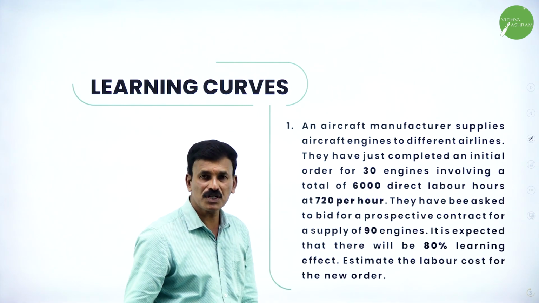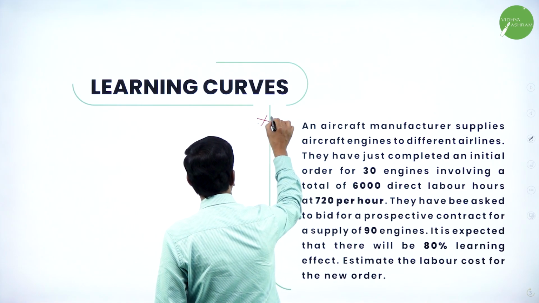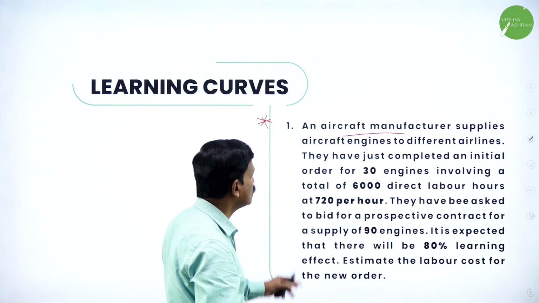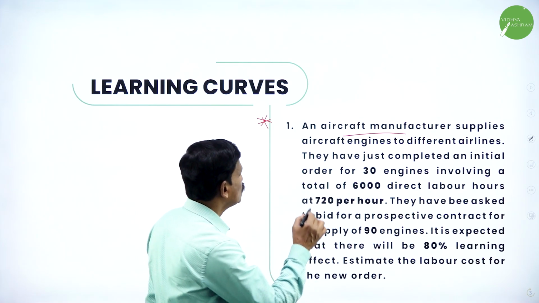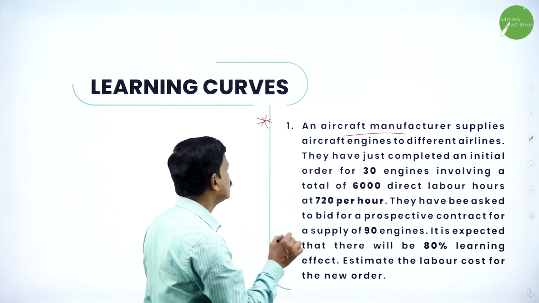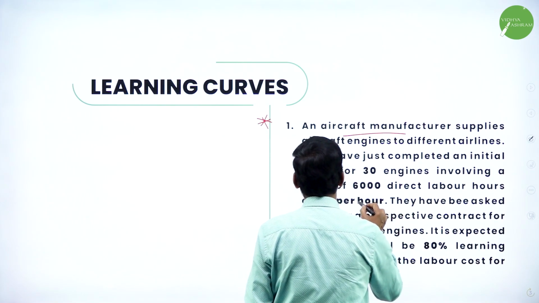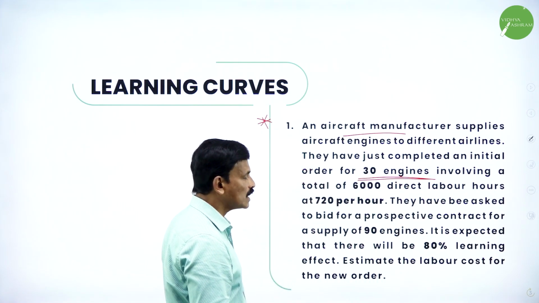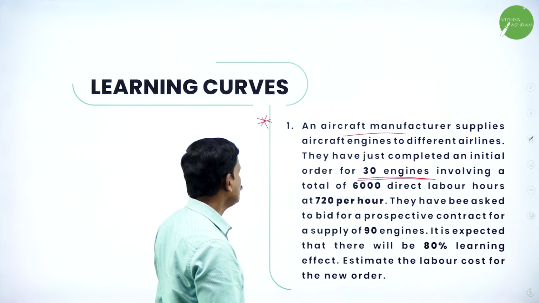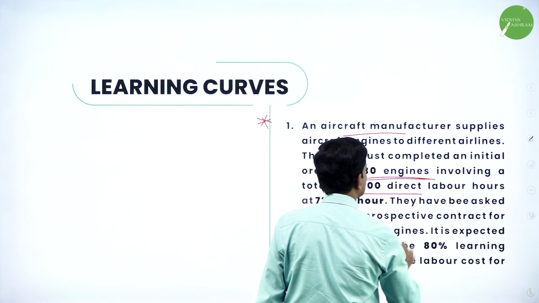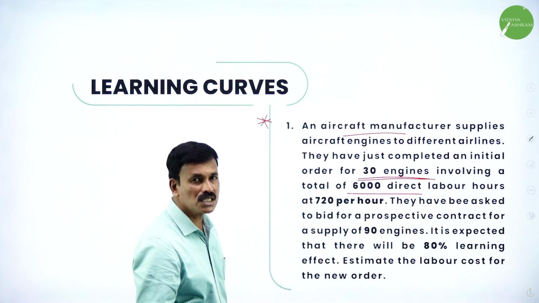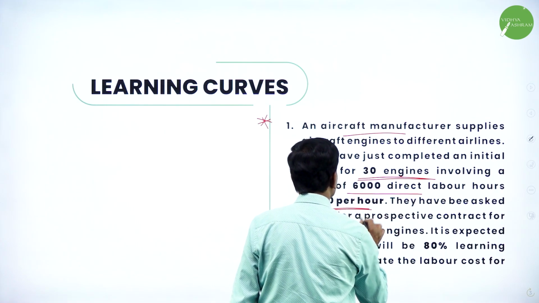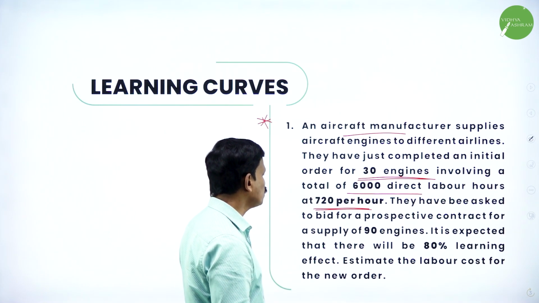Now let us move on to the first problem. This is an important problem. What is the problem given? An aircraft manufacturer supplies aircraft engines to different airlines. They have just completed an initial order for 30 engines involving a total of 6,000 direct labor hours at 720 per hour.